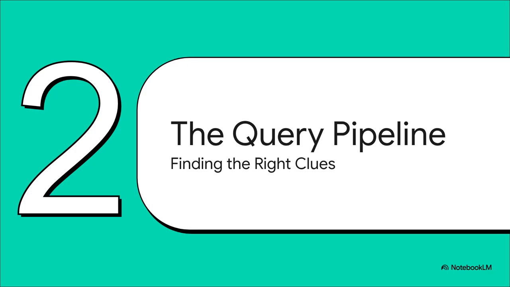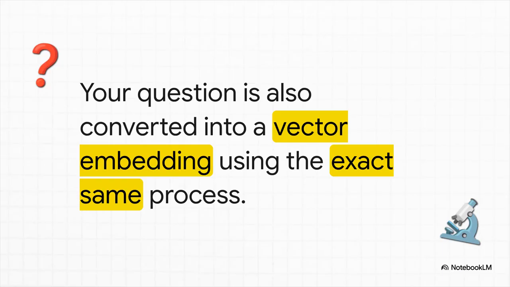Okay, so our smart library is built, it's indexed, it's ready to go. Now, what happens when you actually ask a question? This is where the quest for context really begins. Well, the first thing it does is pretty clever. It takes your question and runs it through the exact same embedding process we just talked about.